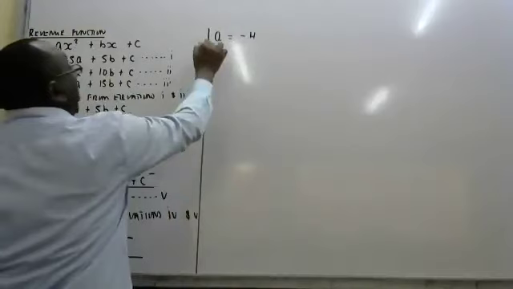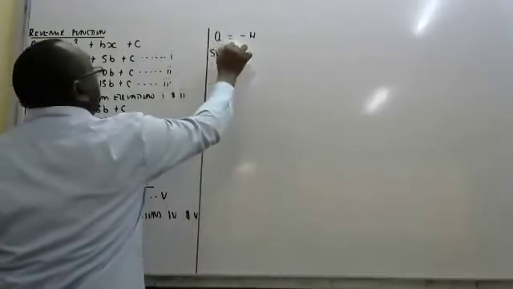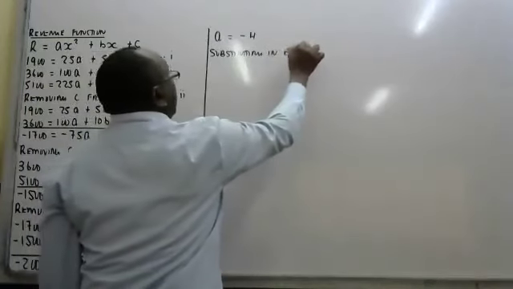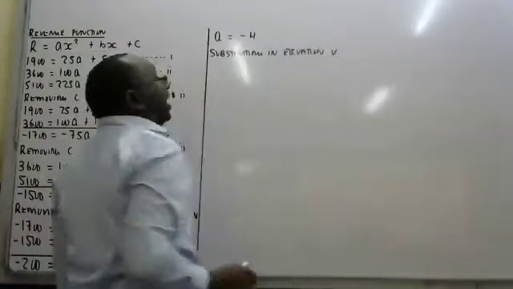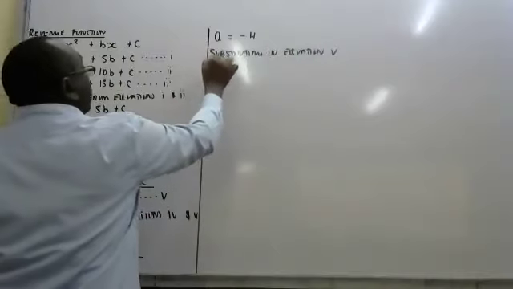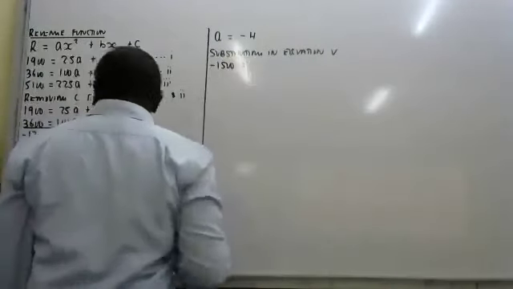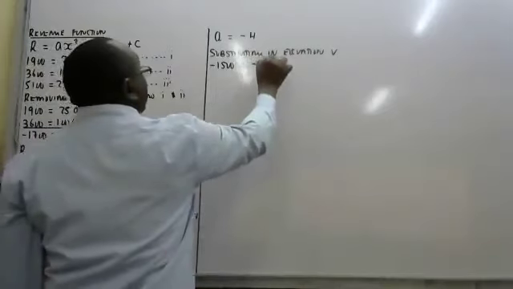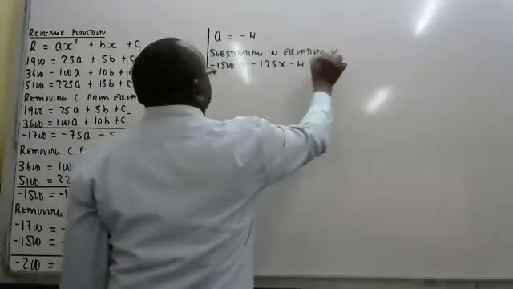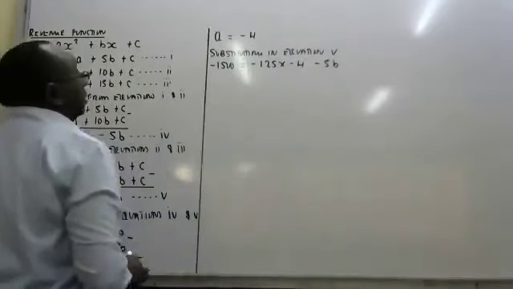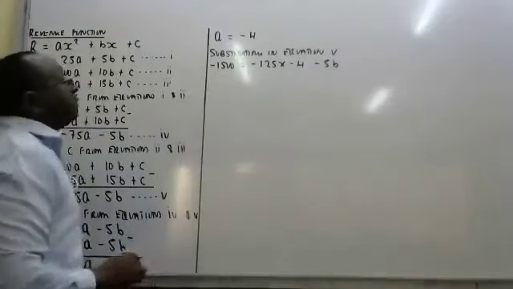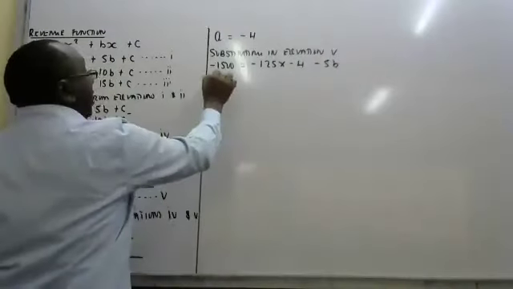Then we proceed and say, substituting in equation 5, we have minus 1500 being equal to minus 125 times minus 4 minus 5b. So then this becomes what? Give me the value of b from there.